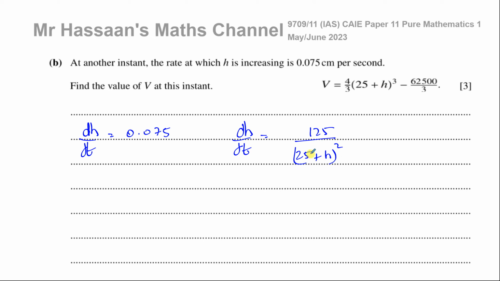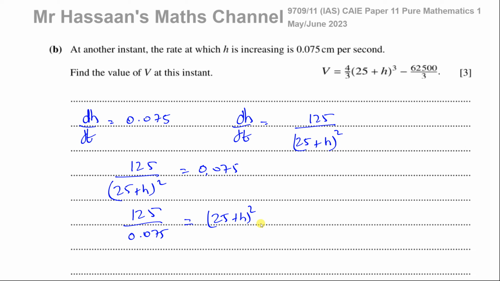So we've got dH/dt, we just have to equate it to this now. So we have 125 over 25 plus h squared equals 0.075. If I rearrange this, I have 125 over 0.075 is equal to 25 plus h squared.